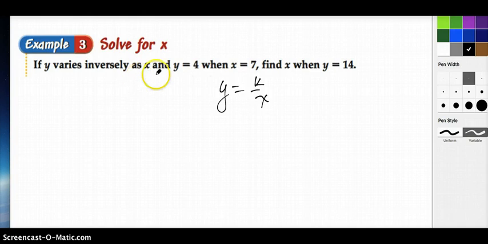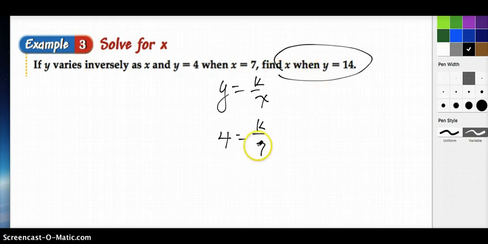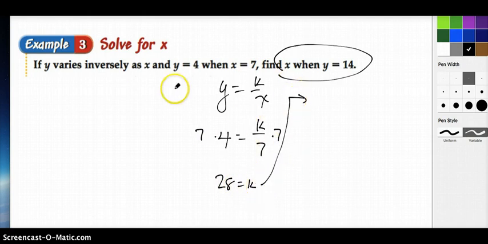If y varies inversely as x and y is equal to 4 when x is equal to 7, we're going to find x when this is the situation. We're not going to think about that now. The first thing we need to do is find our k value. And so what I'm going to do is solve for k by multiplying both sides by 7, and then I get that k is equal to 28. So the generic form of the equation that satisfies this situation is going to be y equals 28 over x. All right, so that's what we're dealing with.